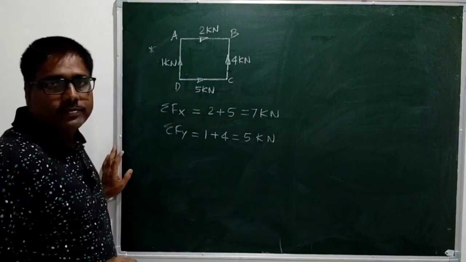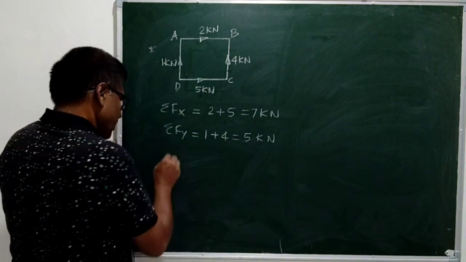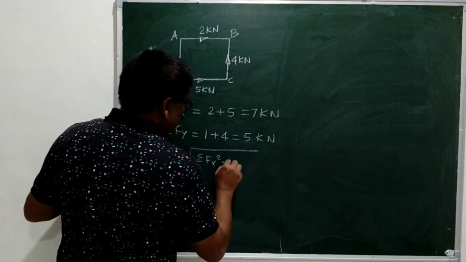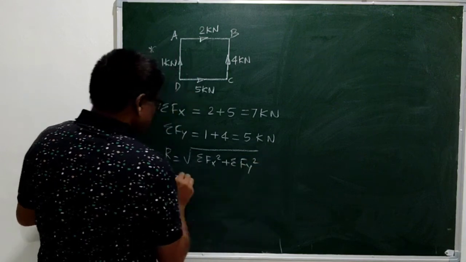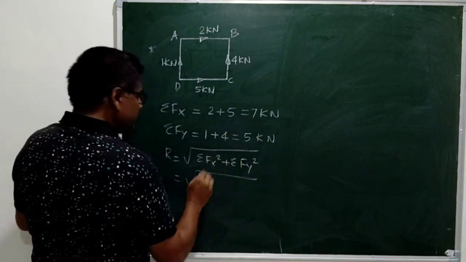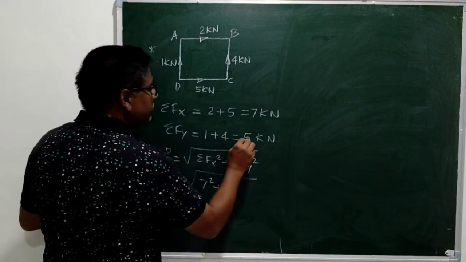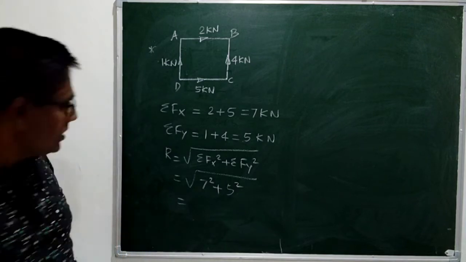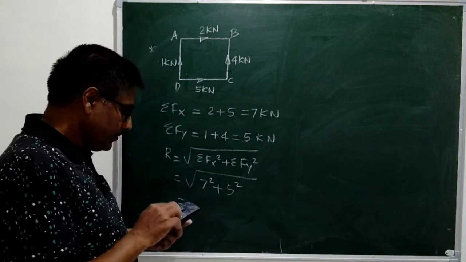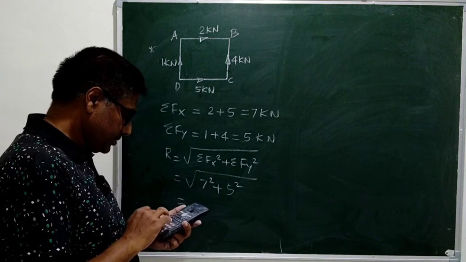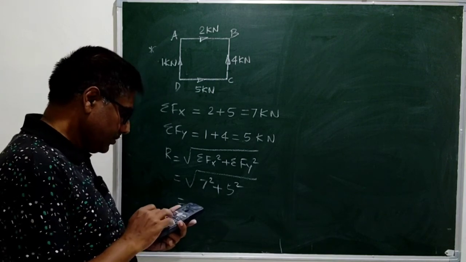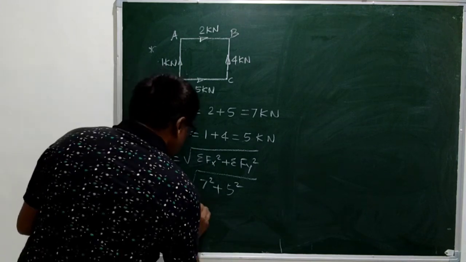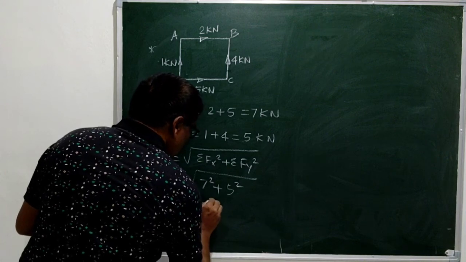After this, let's find the magnitude of the resultant. R is equal to under root of sigma Fx square plus sigma Fy square, which is equal to 7 square plus 5 square. Let's find this value using a calculator: root of 49 plus 25, the answer is coming 8.60 kilonewton.